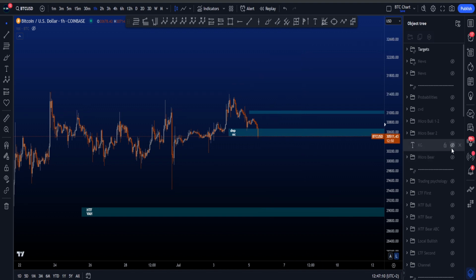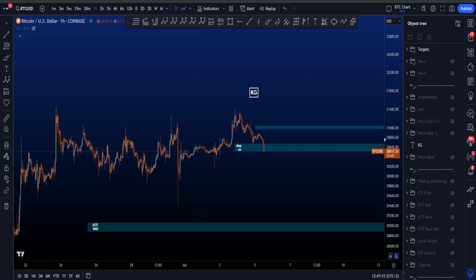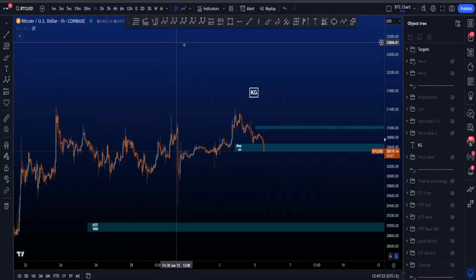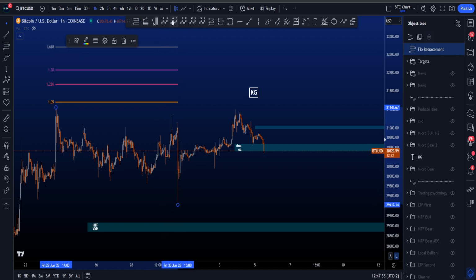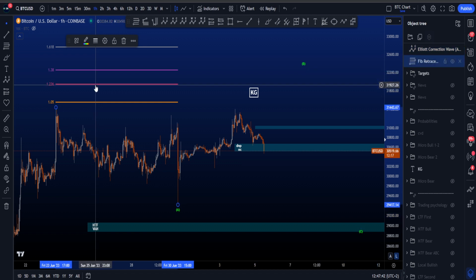If we then go to a scenario that KG posted in the Discord group, which I think is very interesting as well, he's looking at this range from a little bit of a different perspective, which I really like. So of course he has the impulse to the upside in a 5-wave count, but he is looking at this to be a bigger wave A in green, then a WXY in B, and then he's looking for a wave C to the downside. So basically what he has done is this is his wave A, looking for B, and then looking to the downside in a wave C.